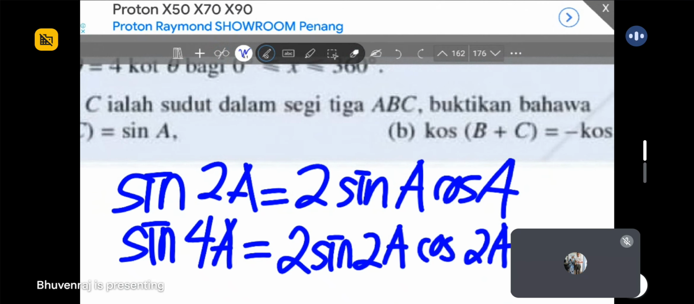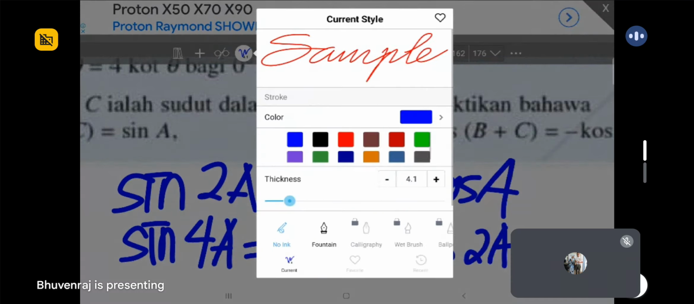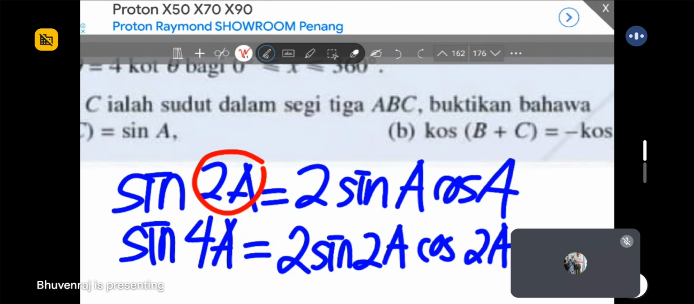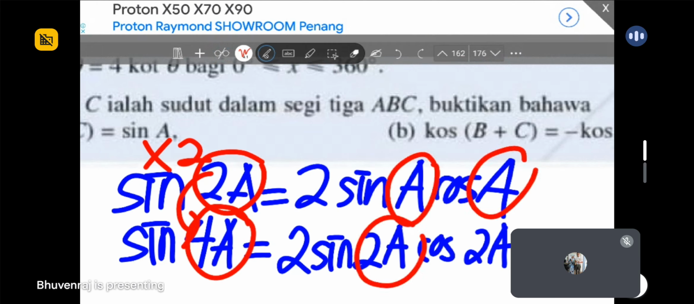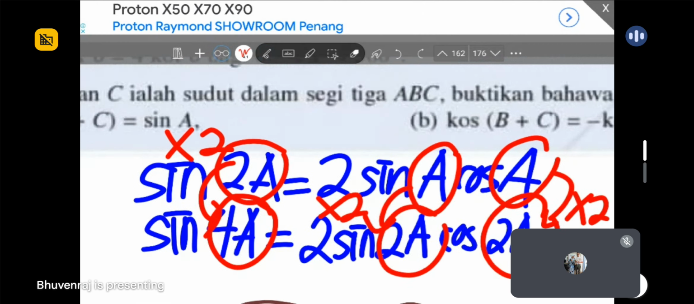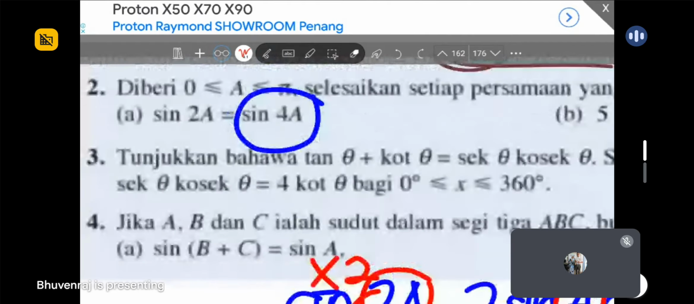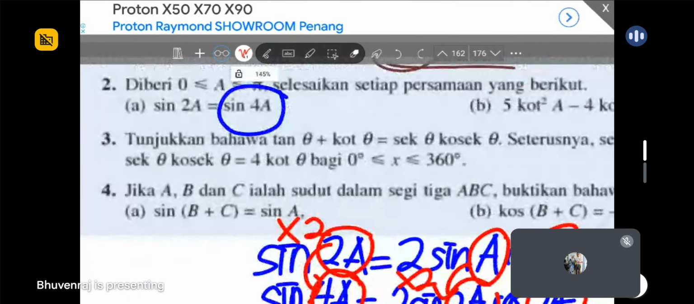This is the concept, guys. Okay, so why is it like this? Kenapa macam ni? Because 2a become 4a. So angle times 2. Sudut ganda 2. So means that sudut kat belah kanan pun kena ganda 2 lah. You must times 2 on your right hand side. Are you clear, guys? So that's why your answer is 2 sin 2a cos 2a.